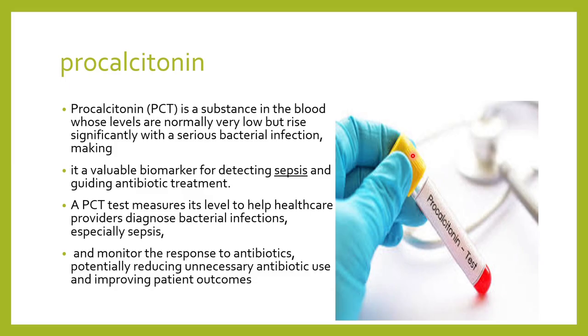One such acute phase reactant is procalcitonin. Procalcitonin level rises in the blood whenever there is a serious bacterial infection. So this is a very valuable marker whenever we are thinking about sepsis in a patient. The doctor usually orders this test called procalcitonin. It is not only used in the diagnosis of bacterial infection but also to monitor how the patient is responding to antibiotics.